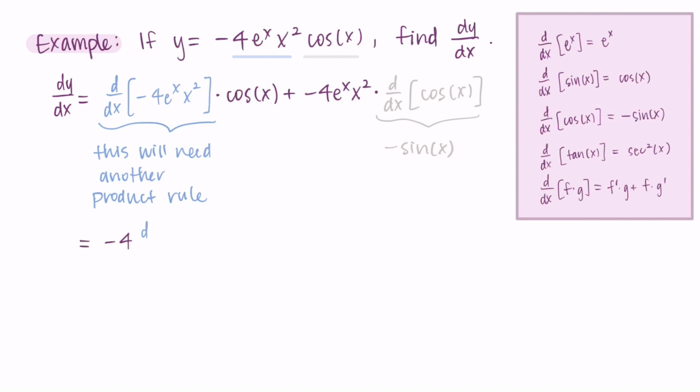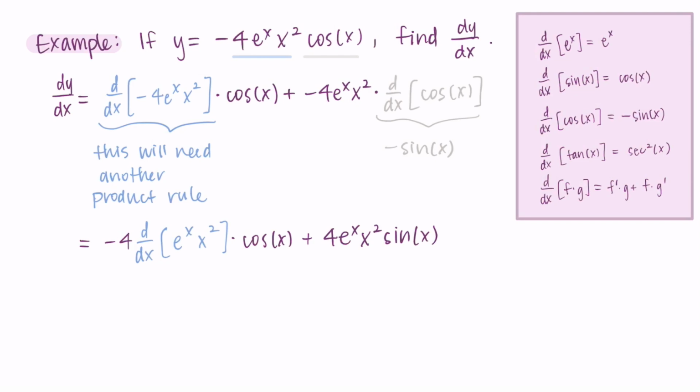I'm going to factor the negative 4 outside. So I have negative 4 times the derivative of e to the x times x squared, times cosine x, plus, it becomes a plus because there's a minus with the negative 4 and the negative sine, plus 4 e to the x times x squared times sine x. So I'm almost done. I just have one more derivative to do.